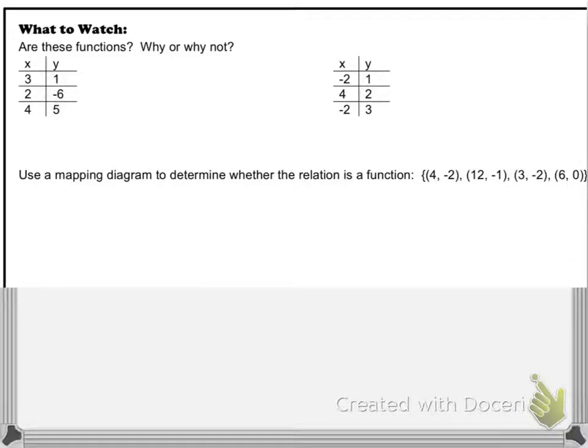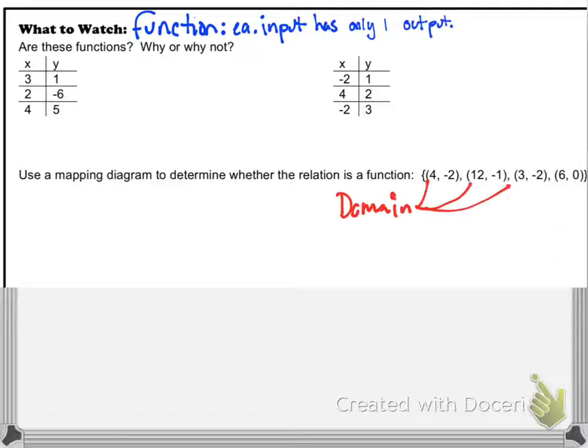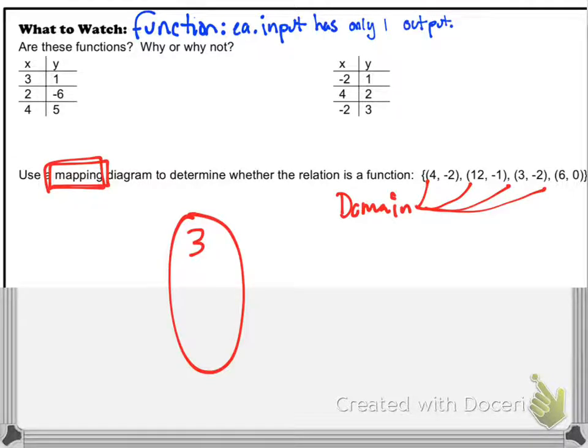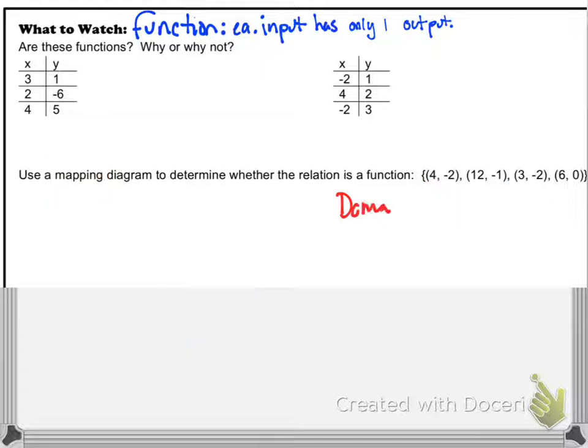All right, now, so let's look at some examples of what are functions and what are not. So recall that a function is when each input has exactly one output. So we're going to look at these top ones here. Now, notice that plug in a 3, you get a 1. Plug in a 2, you get a -6. Plug in a 4, you get a 5. Every input has exactly one output, so that is a function.